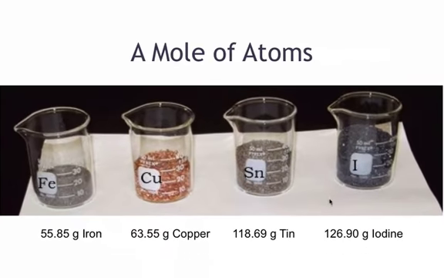Because atoms are so tiny, we need a lot of them in order to be able to work with them. So what you're seeing here is a mole of iron, a mole of copper, a mole of tin, and a mole of iodine. And these are 50 milliliter beakers, the really tiny ones that we work with, the smallest that we have. And you can see that some of them are just partially filled. If I have a mole of iron atoms, it weighs 55.85 grams. If I have a mole of copper atoms, it's 63.55 grams.